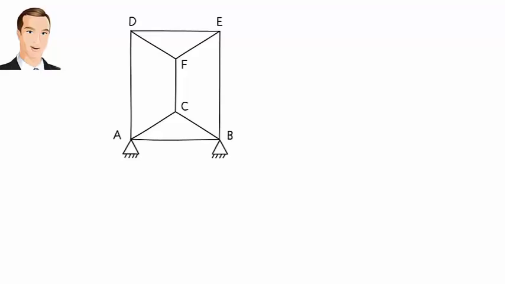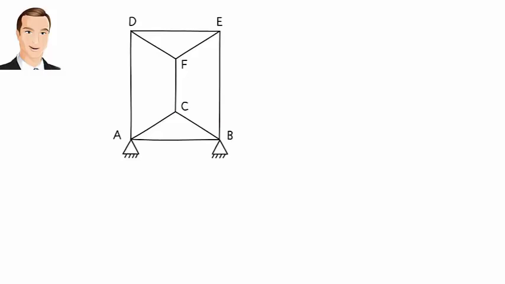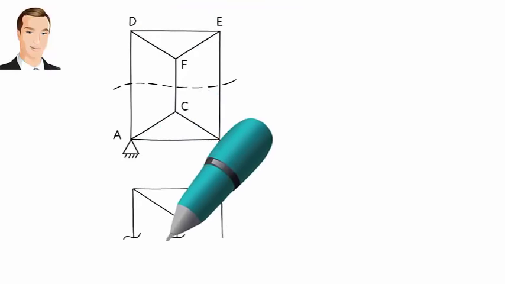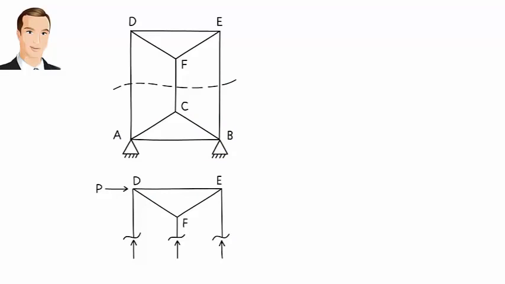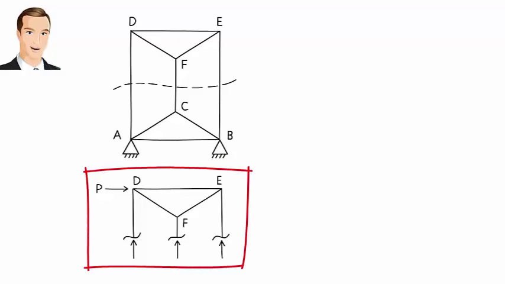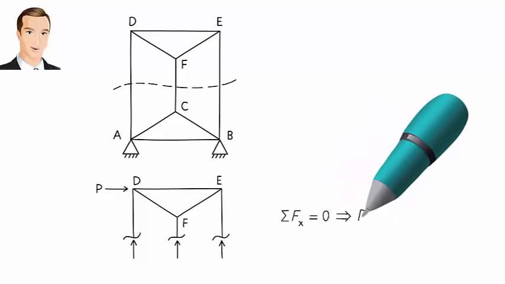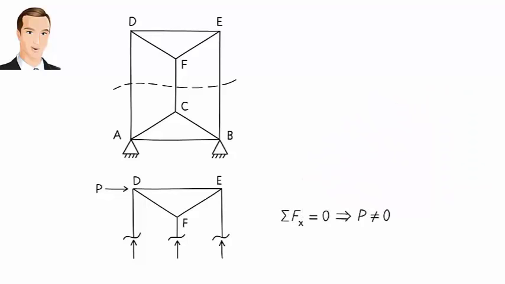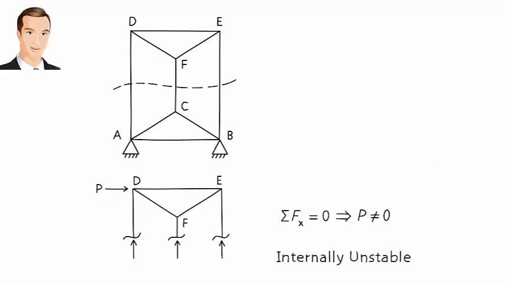Yes. Similar to the previous example, I see three vertical members separating two parts of the truss. If I cut through these members, only vertical member forces appear on the free body diagram. But then if we apply a horizontal load to the top left joint of the truss, the free body diagram becomes this, which results in this equation. The equation violates the equilibrium conditions. It shows that the sum of the forces in the x direction is not zero. So, the truss must be unstable.